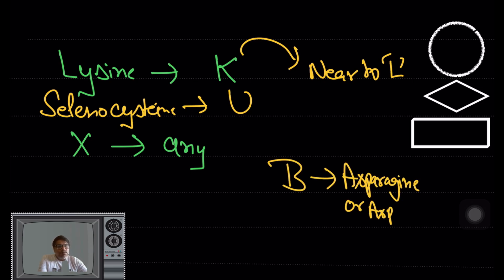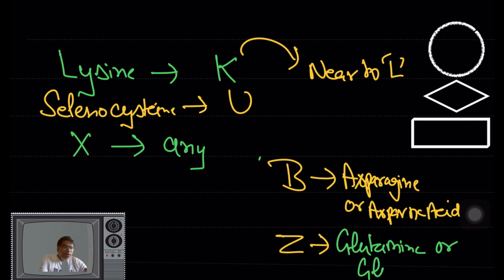Let us discuss B. Sometimes when we isolate proteins and characterize them by chemical methods, we get some confusion whether it is asparagine or aspartic acid. In that situation we use B. For asparagine it is N, for aspartic acid it is D, but B is used when there is confusion whether it is asparagine or aspartic acid.